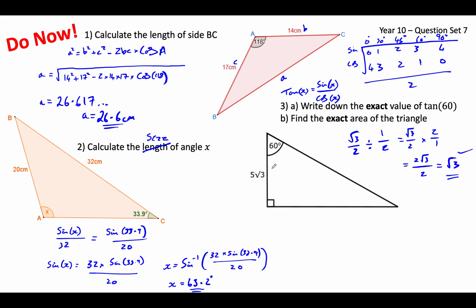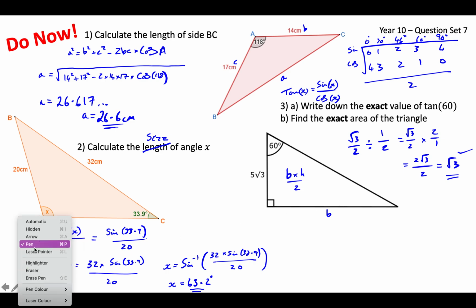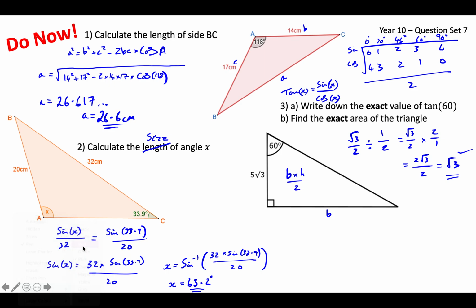Then find the exact area of the triangle. Now, to do area, I need to do base times height divided by 2. Now, I don't know what the base is. Let's put B for base. But I could use some SOHCAHTOA to work this one out. You'd have had to work pretty quick to do this in the 5 minutes. But then, of course, I'm having to explain as well at the same time.